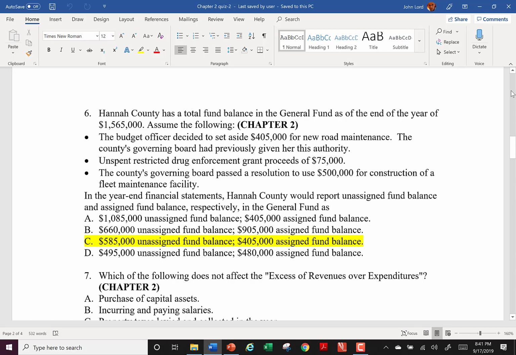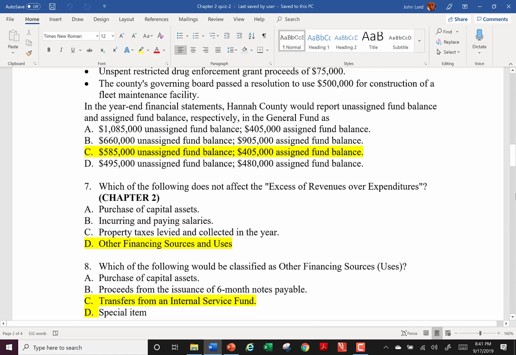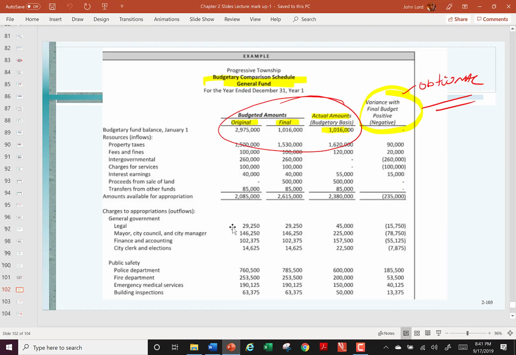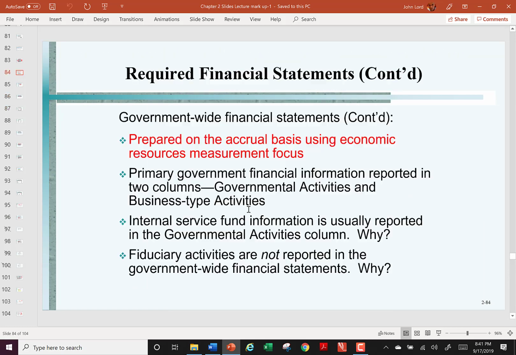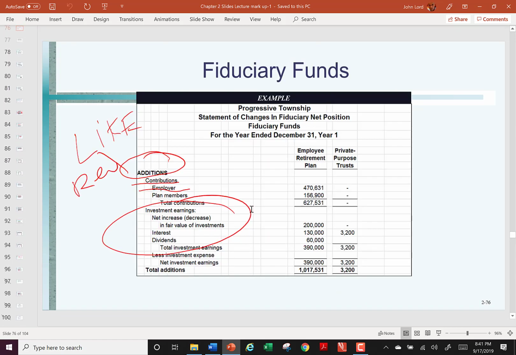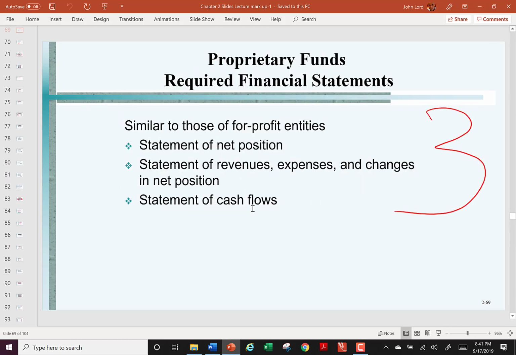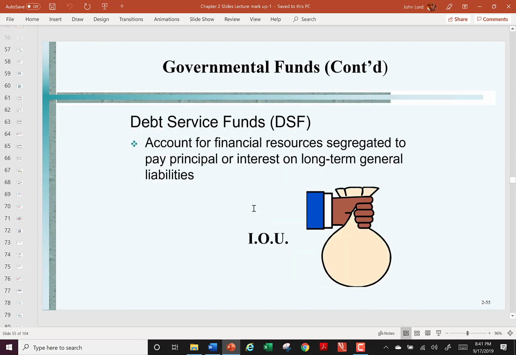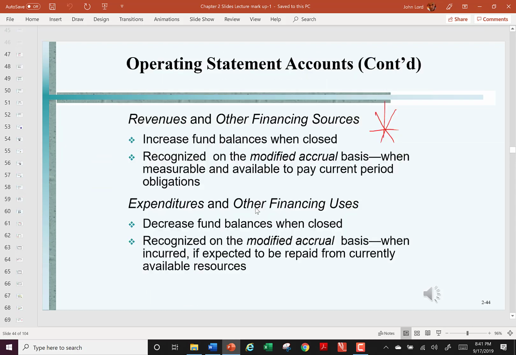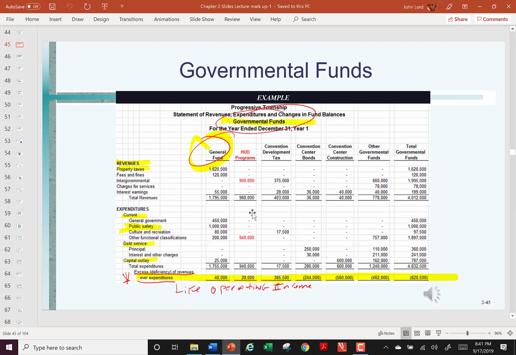Okay, good. Let's go ahead and take a look at number 7. And before we do that, because we did this last week, let's just jump ourselves back to our statement of revenues, expenditures, and change in fund balance.